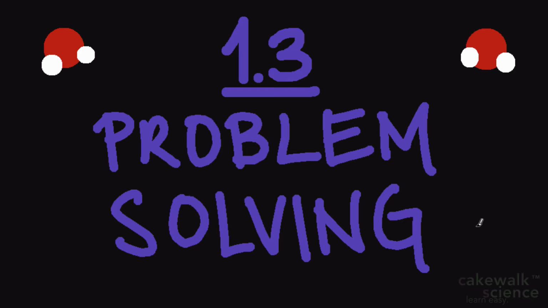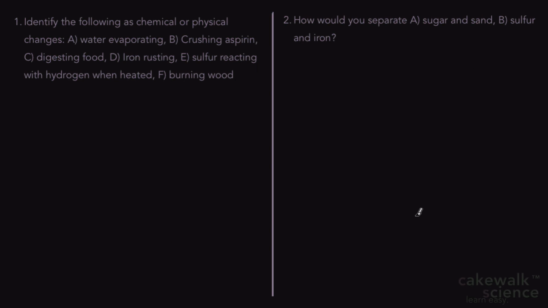So in this lesson, we're going to be doing some problem solving on the module regarding the different chemical and physical properties and the changes that matter undergoes. Number 1, identify the following as chemical or physical changes: water evaporating, crushing aspirin, digesting food, iron rusting, sulfur reacting with hydrogen when heated, and burning wood.